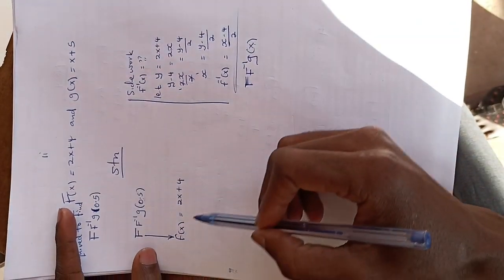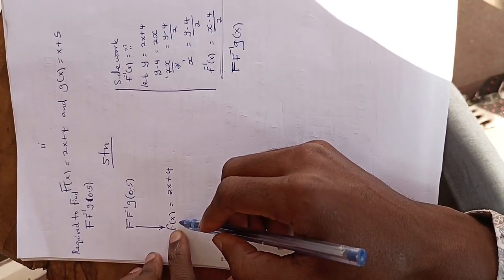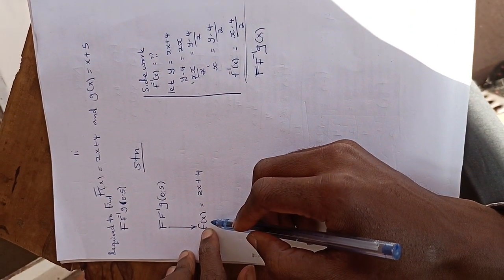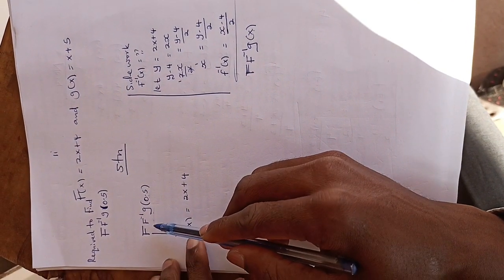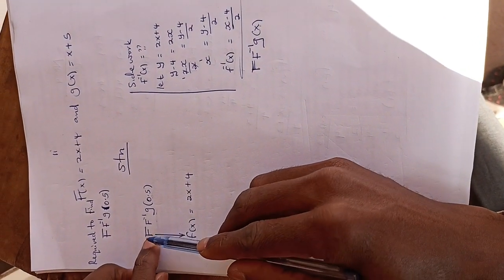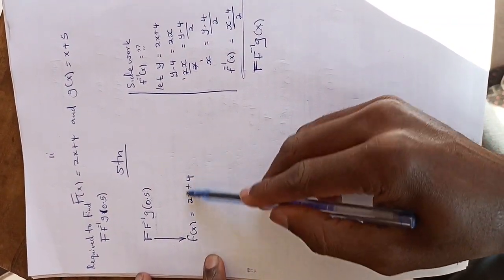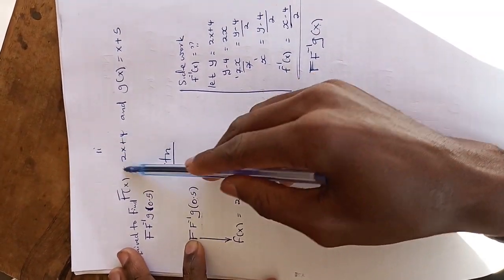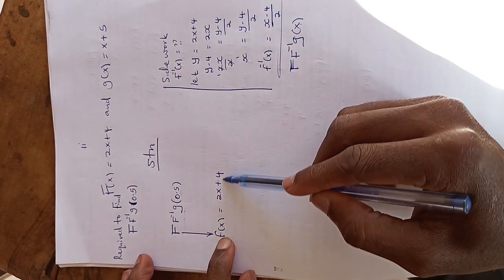Okay, let us start. Now, remember I've told you that for composite functions, we consider the order in which letters are raised. The letter which comes first, the formula of the letter which comes first is written first. So now the formula of f of x is 2x plus 4. That's why I have started by writing f of x equals to this.